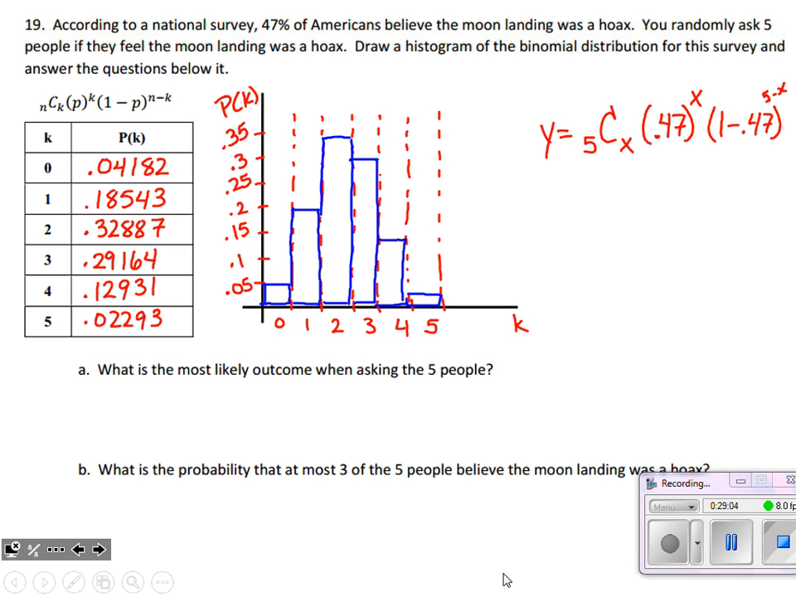So to answer letter A, what's the most likely outcome? Well, it's that 2 of the 5 people believe that the moon landing was the hoax.